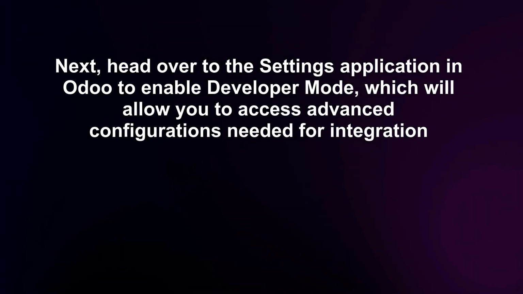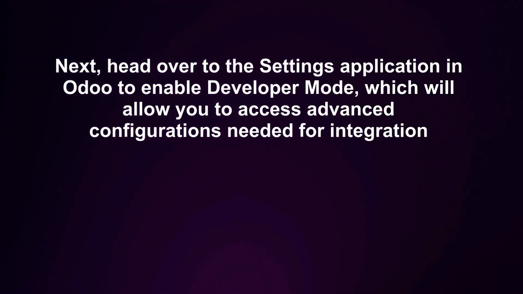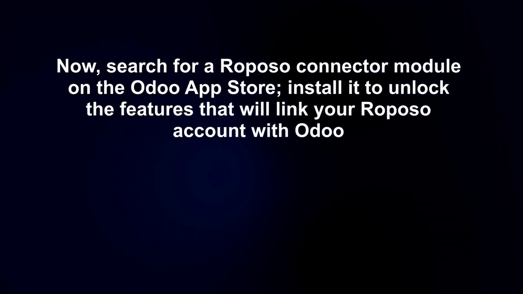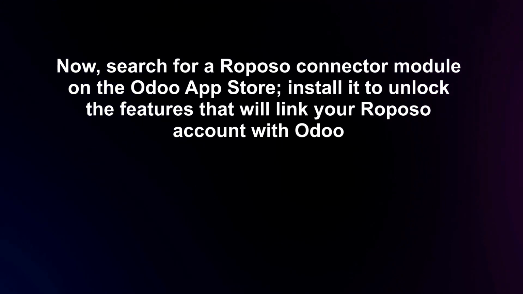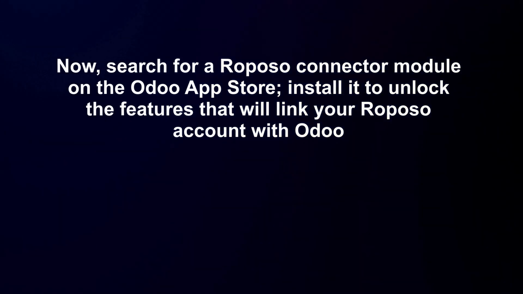Next, head over to the Settings application in Odoo to enable Developer Mode, which will allow you to access advanced configurations needed for integration. Now, search for a Roposo connector module on the Odoo App Store. Install it to unlock the features that will link your Roposo account with Odoo.